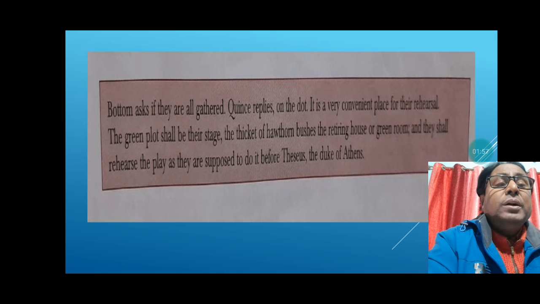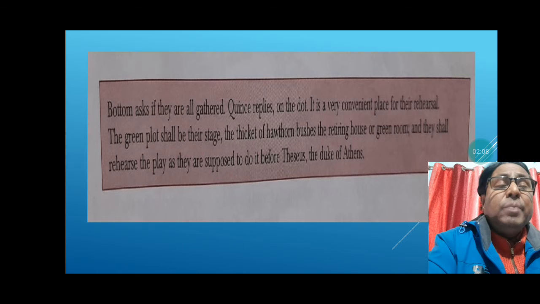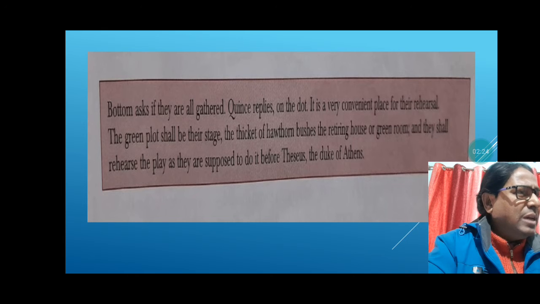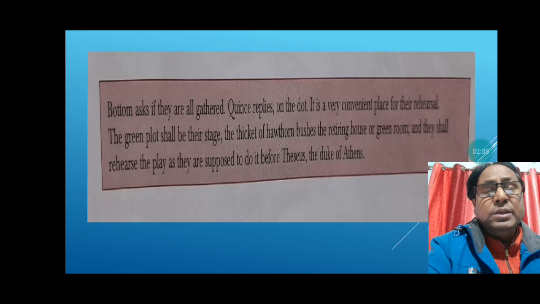Let us see here the beginning of the play, that is here in Act 3, scene first, in that one part, first page. Here Bottom asks if they are all gathered, means if all the artists, those who are going to participate in the rehearsal, were present there, they all had gathered. Quince replies in affirmation, on the dot. It is a very convenient place for their rehearsal. That was very comfortable, a spacious place in the forest. It was the open part of the forest, and so they chose that part to perform the rehearsal.